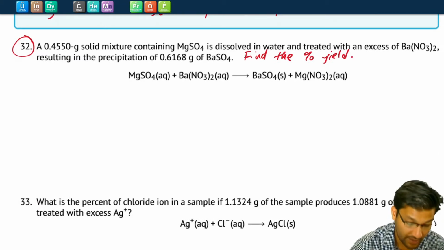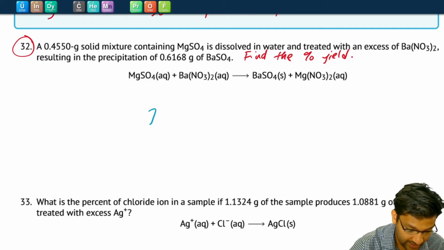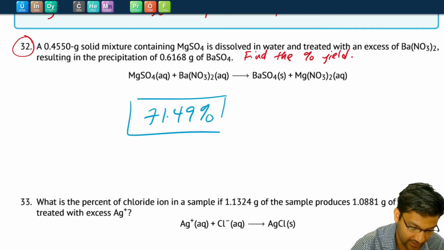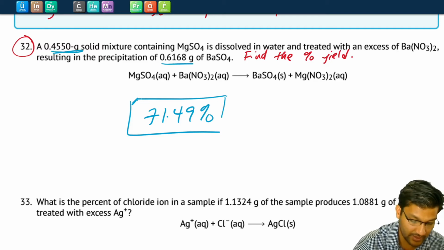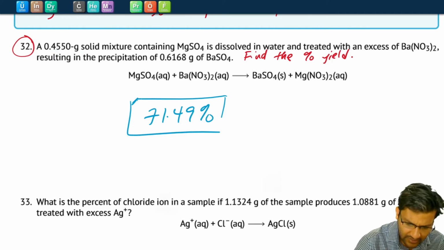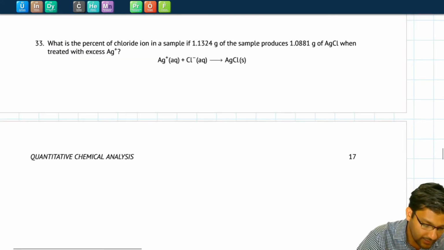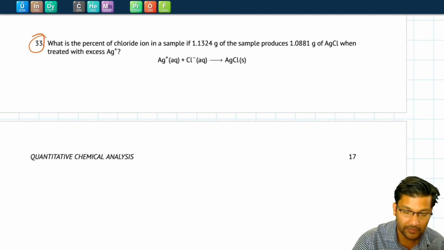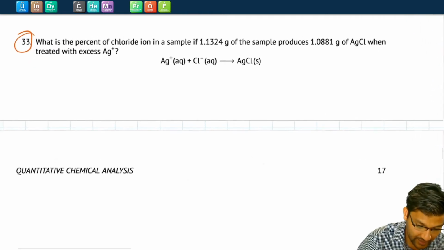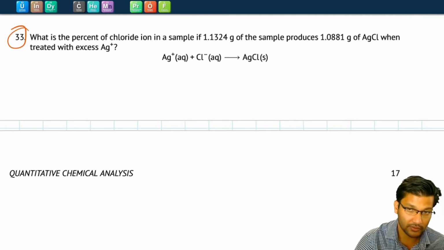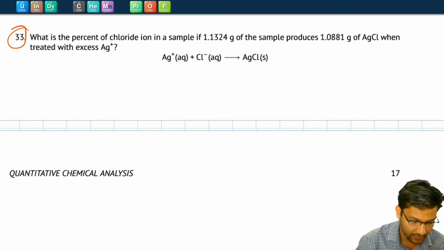If you have the answer, the answer that I came up with was 71.49% to 4 significant figures, and hopefully you got the same thing. But this is gravimetric analysis in a sense because we're dealing with masses of different components of the reaction mixture. Okay, with that in mind, let's try to work out number 33 by yourself. It's a little bit of a different problem, but I think you have all the tools that you need to figure this one out. If you can't, pause, and I'll give you clues to help you along the way.